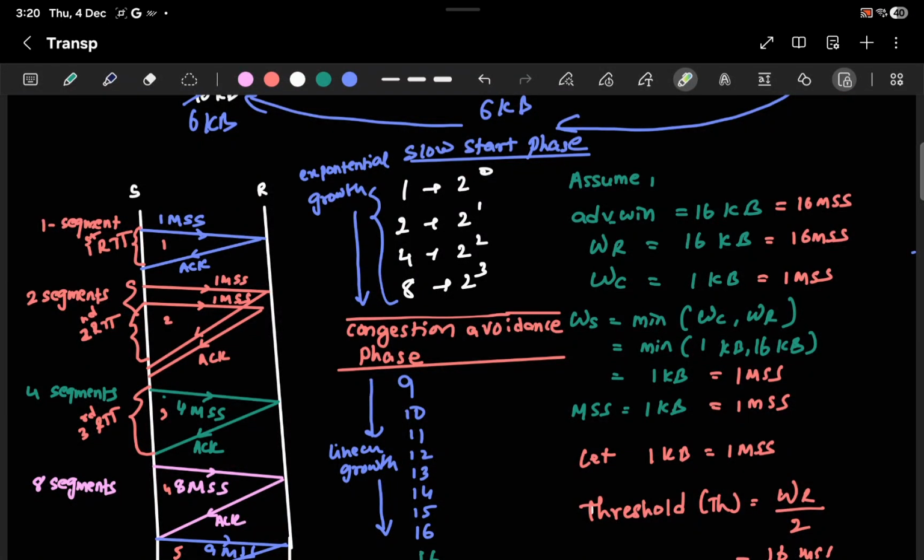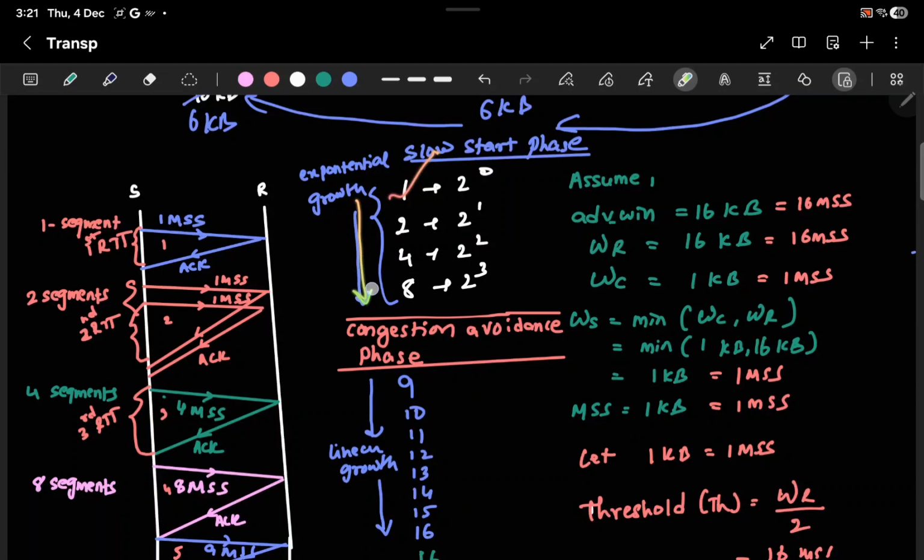So hello everyone. In this lecture we are going to see the congestion control mechanism. This is a part of it. Back then we had seen the slow start phase, one phase of the congestion control mechanism, and the congestion avoidance phase. What happens in the slow start phase is that it will start with 1 MSS.